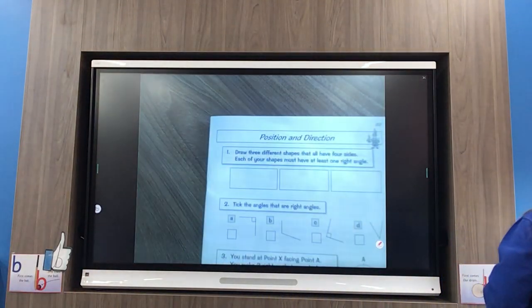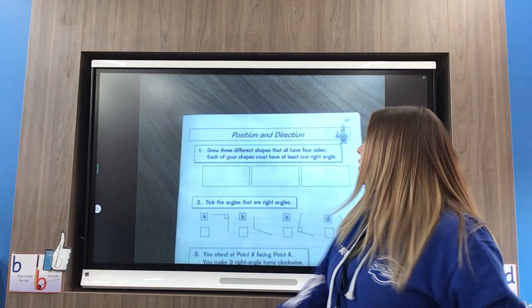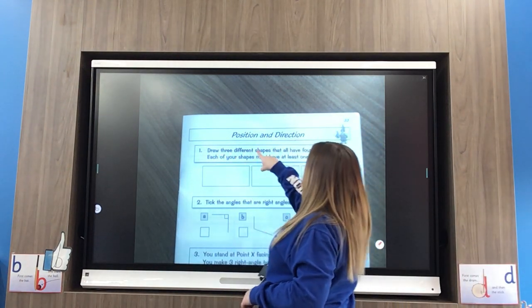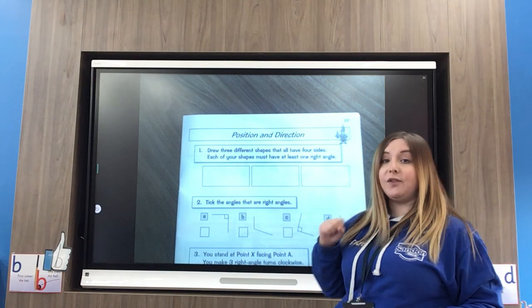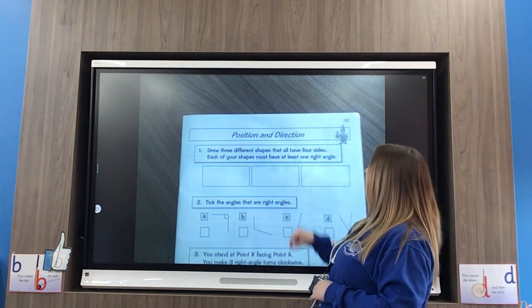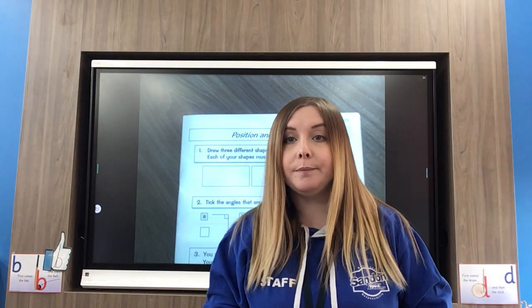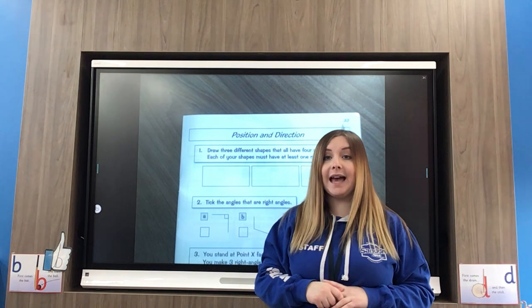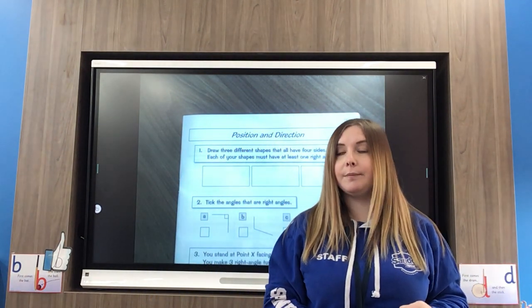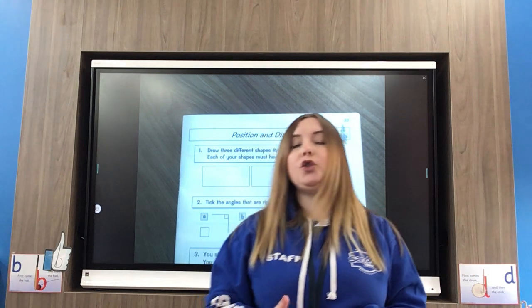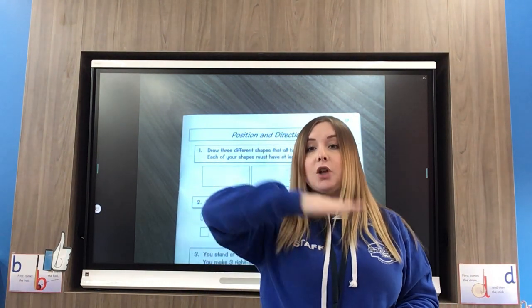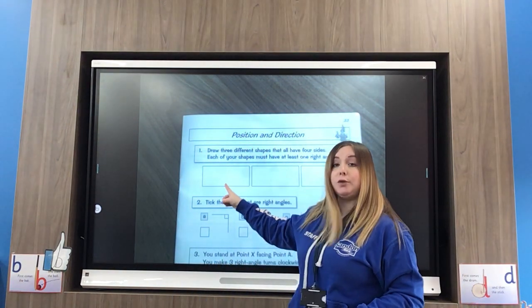And your first question is asking you to draw 3 different shapes that all have 4 sides. But it must have at least one right angle. So let's think of some 4-sided shapes. A square, it's got 4 sides. 2 this way, 2 that way, that are all the same length. Does a square have any right angles? Does it have a vertical line and a horizontal line that meet? It does, so one of your shapes could be a square.